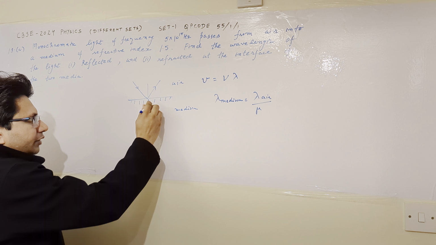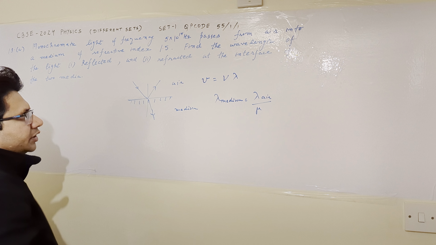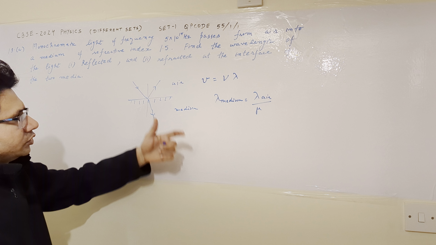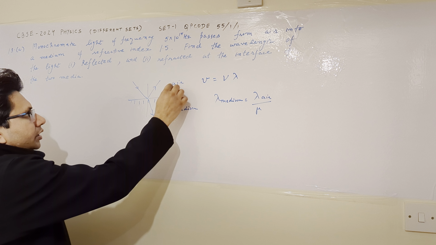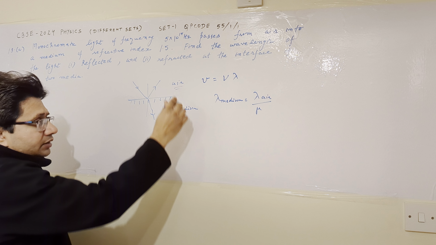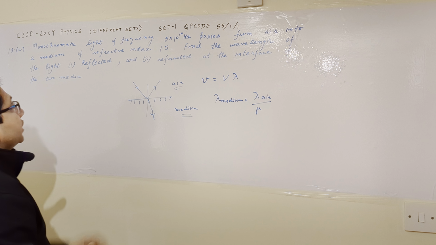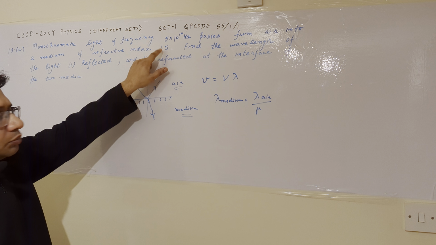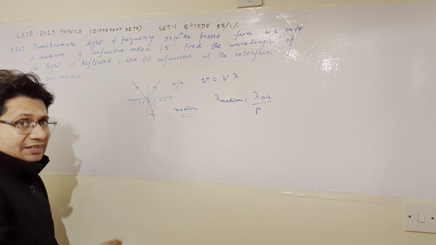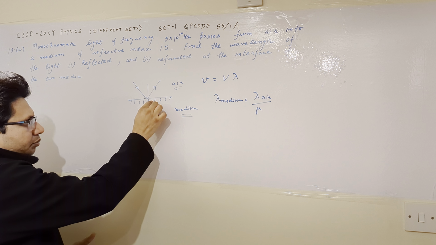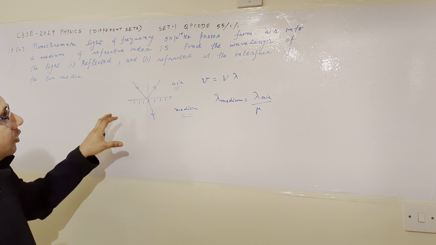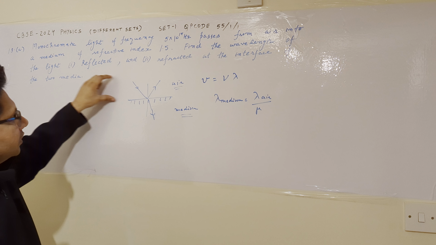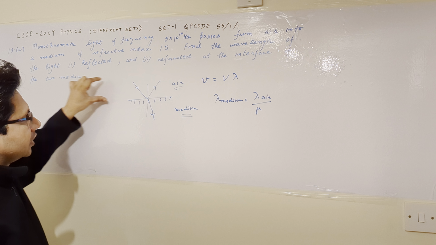The light refracts when it enters from a medium, that is air, to a certain medium. Air is rarer as compared to the medium because the refractive index given is 1.5. It means that the medium is denser, so the light is bent towards the normal. Now in this problem, when the light reflects, it is in the same medium.